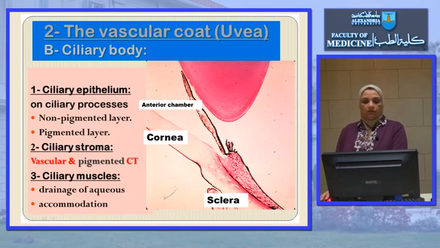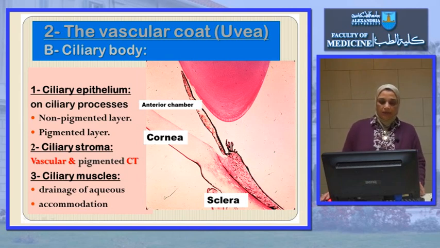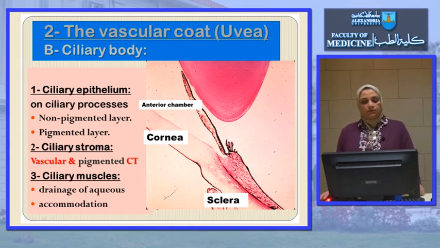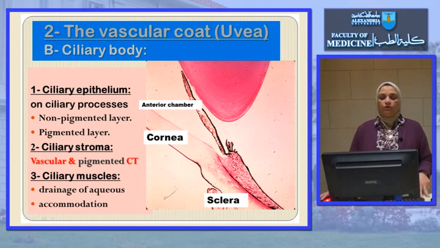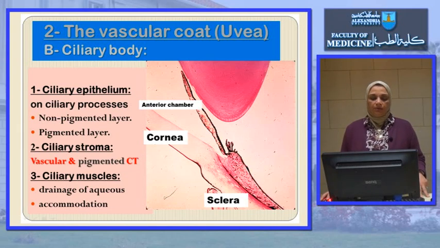Again, let's imagine this is the ciliary epithelium on the ciliary processes, formed of two layers, non-pigmented layer and pigmented layer. The non-pigmented is the inner, okay? The pigmented is the outer, facing the stroma of the ciliary body. This is the first layer, the ciliary epithelium. What's under the ciliary epithelium? We can see here the ciliary stroma, the connective tissue, which has the two characteristic features of the uvea as a whole. It's vascular and pigmented. So we can find pigments, melanin pigments, together with blood vessels.